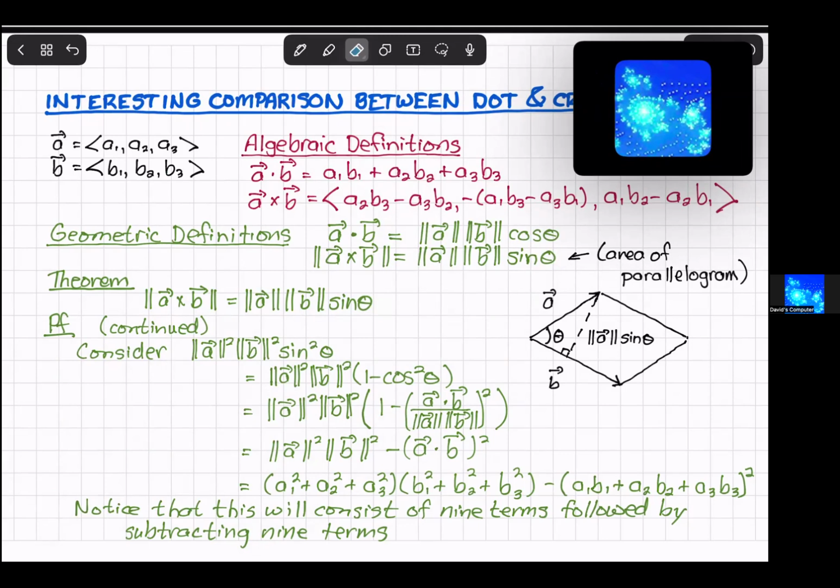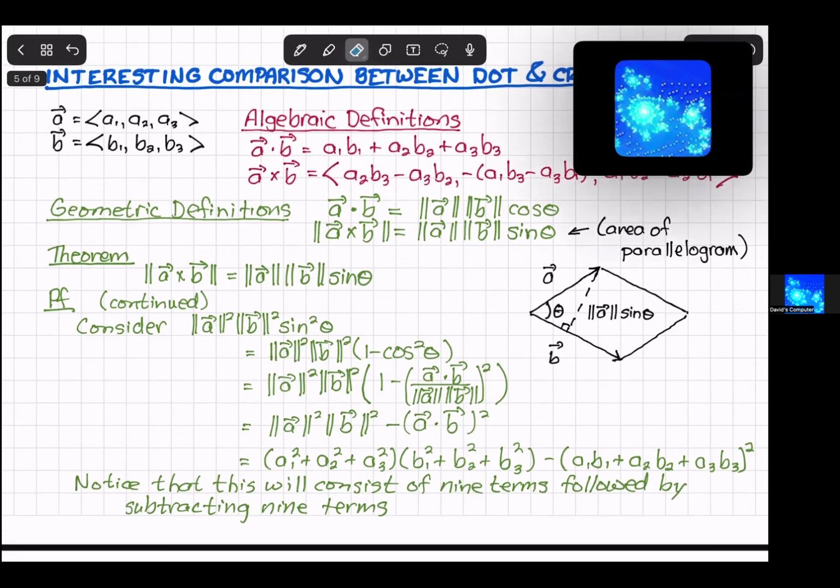And the properties of dot product say that's A1 squared plus A2 squared plus A3 squared times B1 squared plus B2 squared plus B3 squared minus A1 B1 plus A2 B2 plus A3 B3 squared. Notice that this consists of 9 terms positive, and then 9 terms subtracted. So let's organize these nicely.